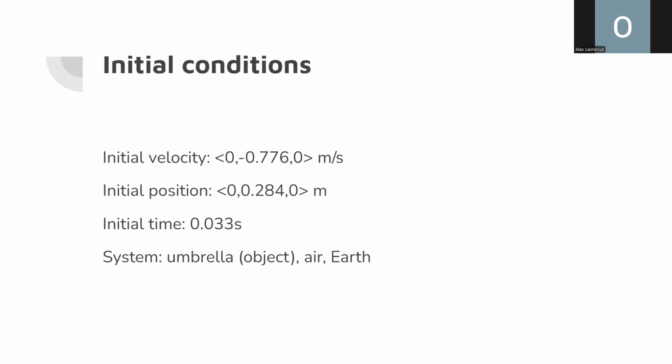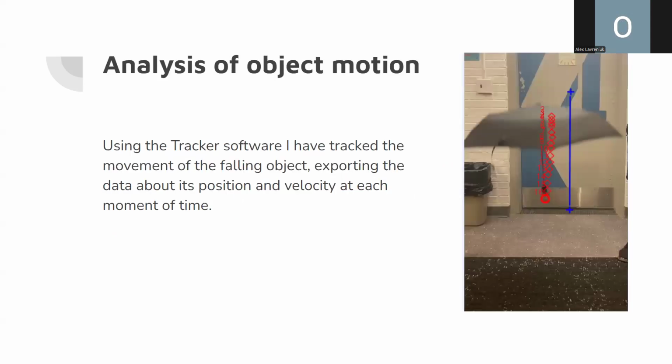The initial time is not zero because the video started earlier than the umbrella started falling. Then the system is the umbrella, which serves as the object, air, and Earth. For the analysis of the object's motion, we used the Tracker software, and I tracked the movement of the fallen object, exporting the data about its position and velocity at each moment of time.